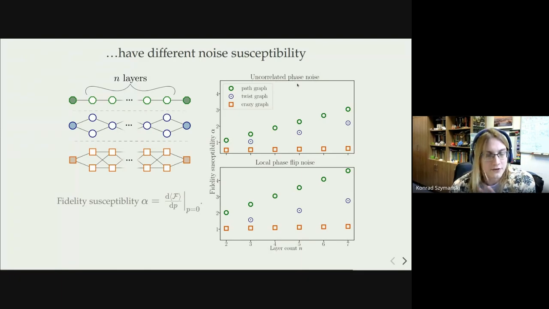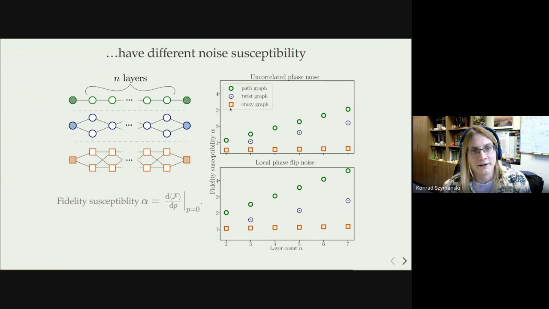The uncorrelated phase noise essentially corresponds to this probabilistic controlled Z setting, in which the edges are present in the graph or not with some probability. And if you want to see how these graph state families are susceptible to this kind of noise, you can look into this graph. So path graph, the susceptibility of path graph grows with the layer count because it's an entire family of states parameterized by the length of the graph between the terminal qubits. If you add some qubits and have this second twist graph like this, you actually get some noise reduction. I mean, this only exists for odd number of layers because it's slightly asymmetric, as you can see.